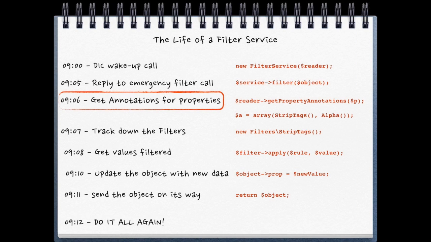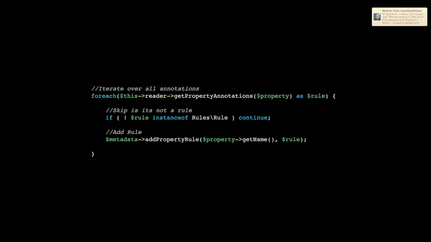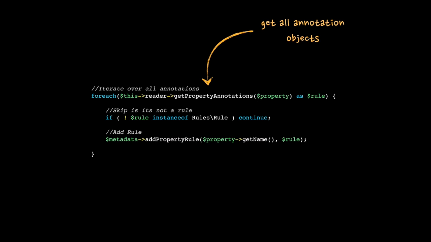I want to get into a little bit more detail on the annotations, how you get annotations for a property. If you are going to implement this, this is something you need to be aware of. So basically what we have here is going over all of the properties in our object. We would call the reader and say, get me the annotations for this property. Right? This is what we're getting here.